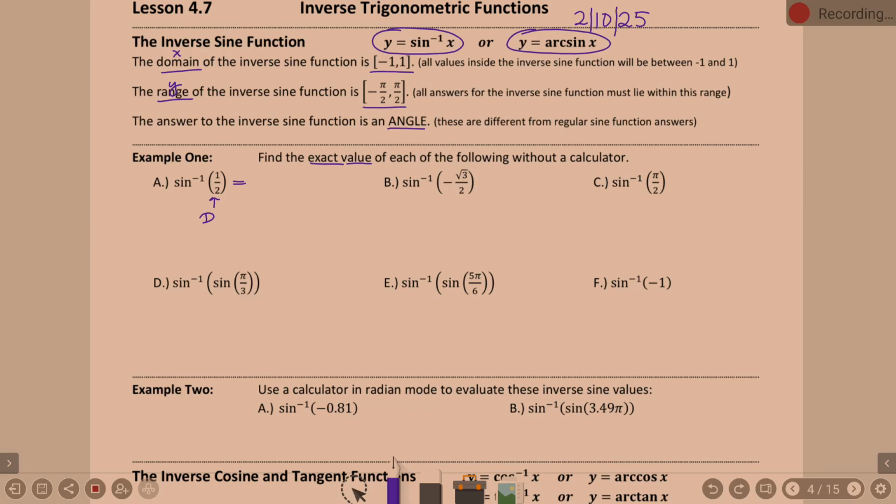Sine inverse of 1/2. Basically, you're asking yourself, the sine of what angle is equal to 1/2? Pi over 6. How do you get pi over 6? Do we see it? Here's 1/2 in the sine column, yes? At what angle is that happening? Pi over 6. And I will say, if you tell me 30 degrees, I get it, but with these inverse trig functions, they usually want us to talk radians. So I am going to be looking for pi over 6.